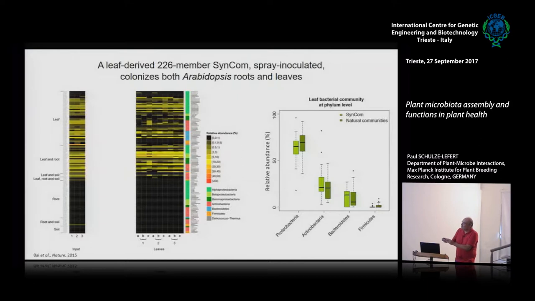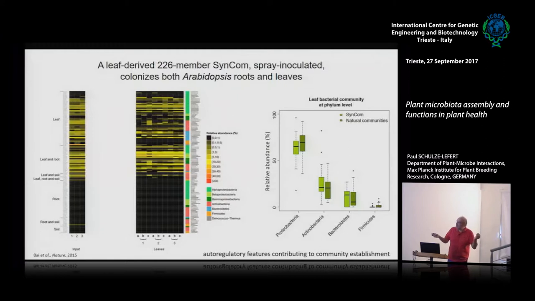Now, when we do this with our synthetic community, the 226 members from the culture collection, which is shown in dark green, now you can see there's a strikingly similar community structure between the community that we've reconstituted in the lab and the communities that we see in natural leaves with plants grown in the field. And I think that ability to really reconstitute a bacterial community on the leaf that mimics exactly the same community structure as seen in the leaf, I think that justifies why we can do microbiota reconstitution experiments in the leaf and in the root as well.